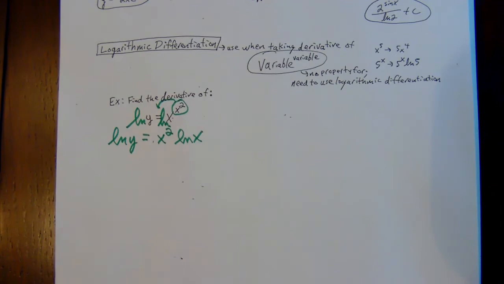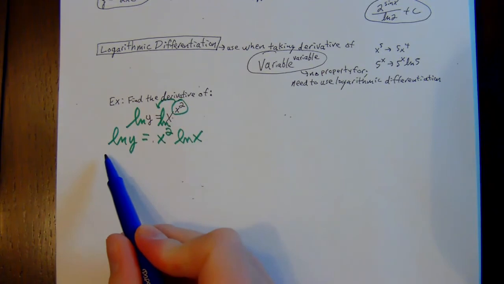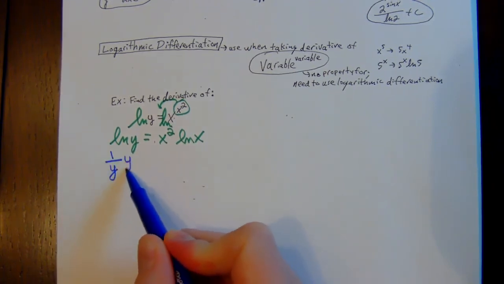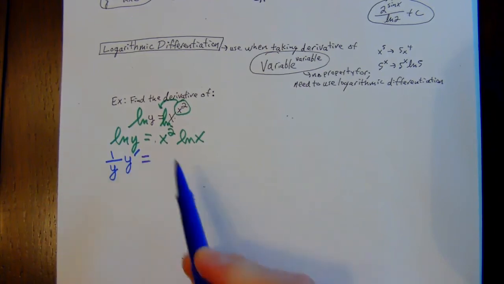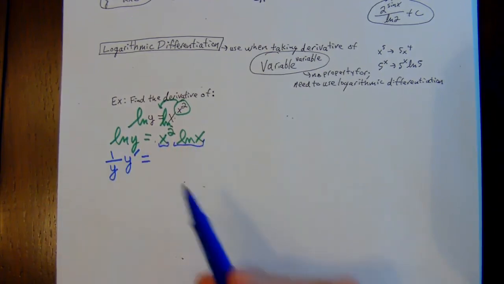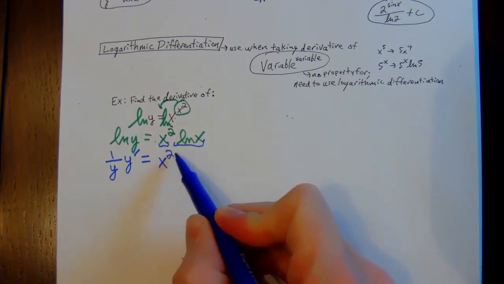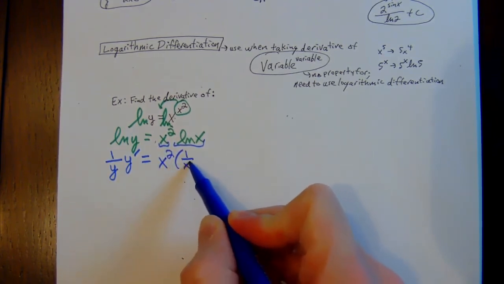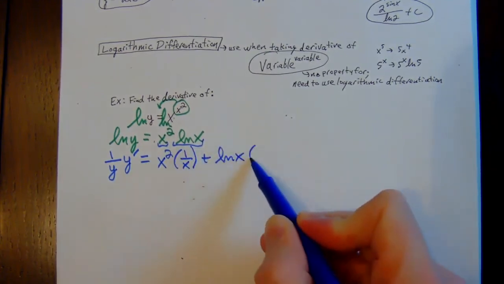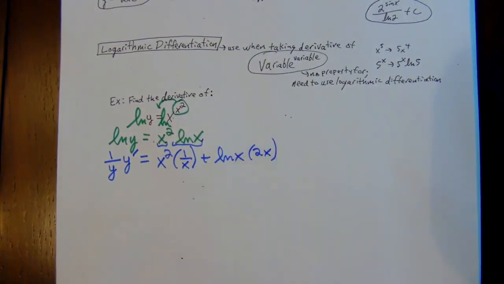Remember this is an implicit differentiation problem, so we're going to take the derivative of everything as is. If I take the derivative of y, I tag on a y prime. So the derivative of natural log of y is 1 over y, but I took the derivative of y, so I've got to tag on a y prime. This is a product right here, which means we've got to use the product rule. So we go first function times the derivative of the second. Derivative of ln of x is just 1 over x, plus the second function times the derivative of the first, which is 2x.